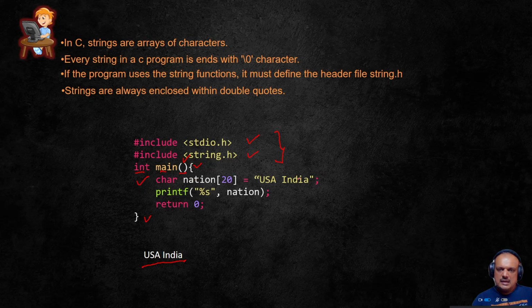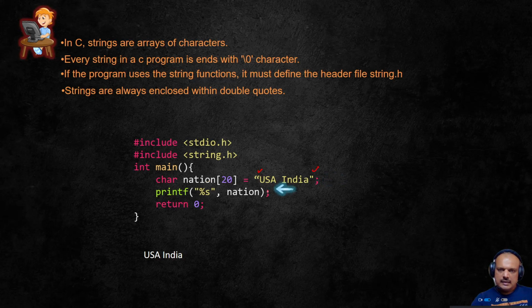Then let me declare and initialize the character array. I have taken a character array. The name of the array is nation, and the length of the array permissible is 20. That's how a character array is defined and initialized. Let me initialize that to USA India. Make sure that it is a string, so you use the double inverted commas to demarcate the string. So that's the string USA space India.